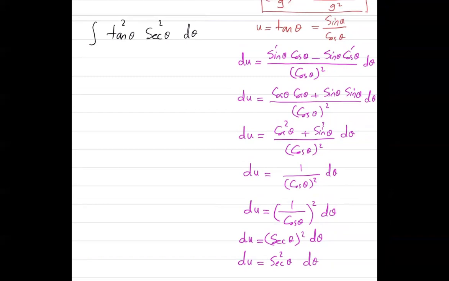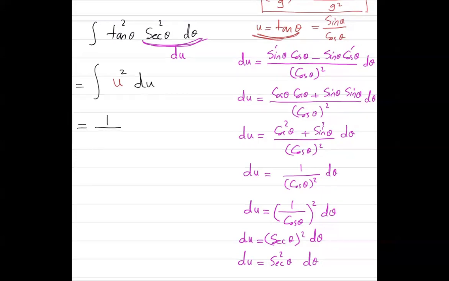Well, why is it helpful for us? Because if I take u to be tangent, I already have du, which is secant squared d theta. This is my du. Well, it makes life much easier. You have the integral of u to the second power du, and we already know how to deal with this integral.